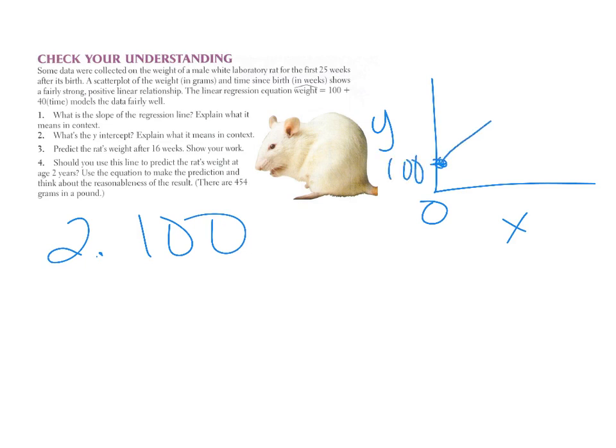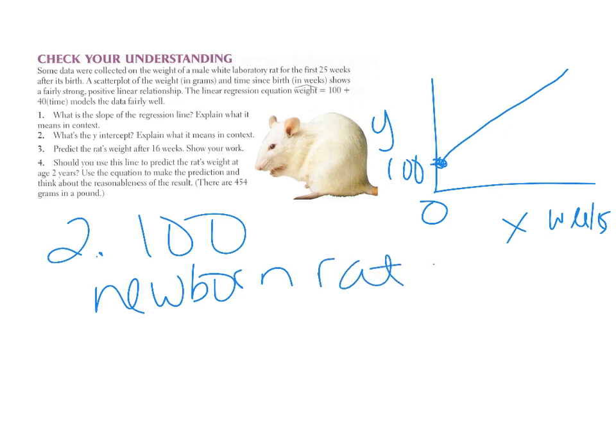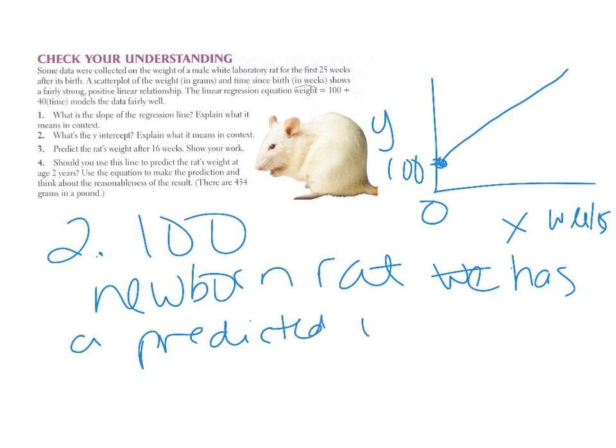We've got this strong positive linear relationship here, so what that means is at 0 time, because this is weeks, the rat weighs 100 grams, when it's born, so that would be 0 time. A newborn rat has a predicted weight, because remember this is predicted, of 100 grams.